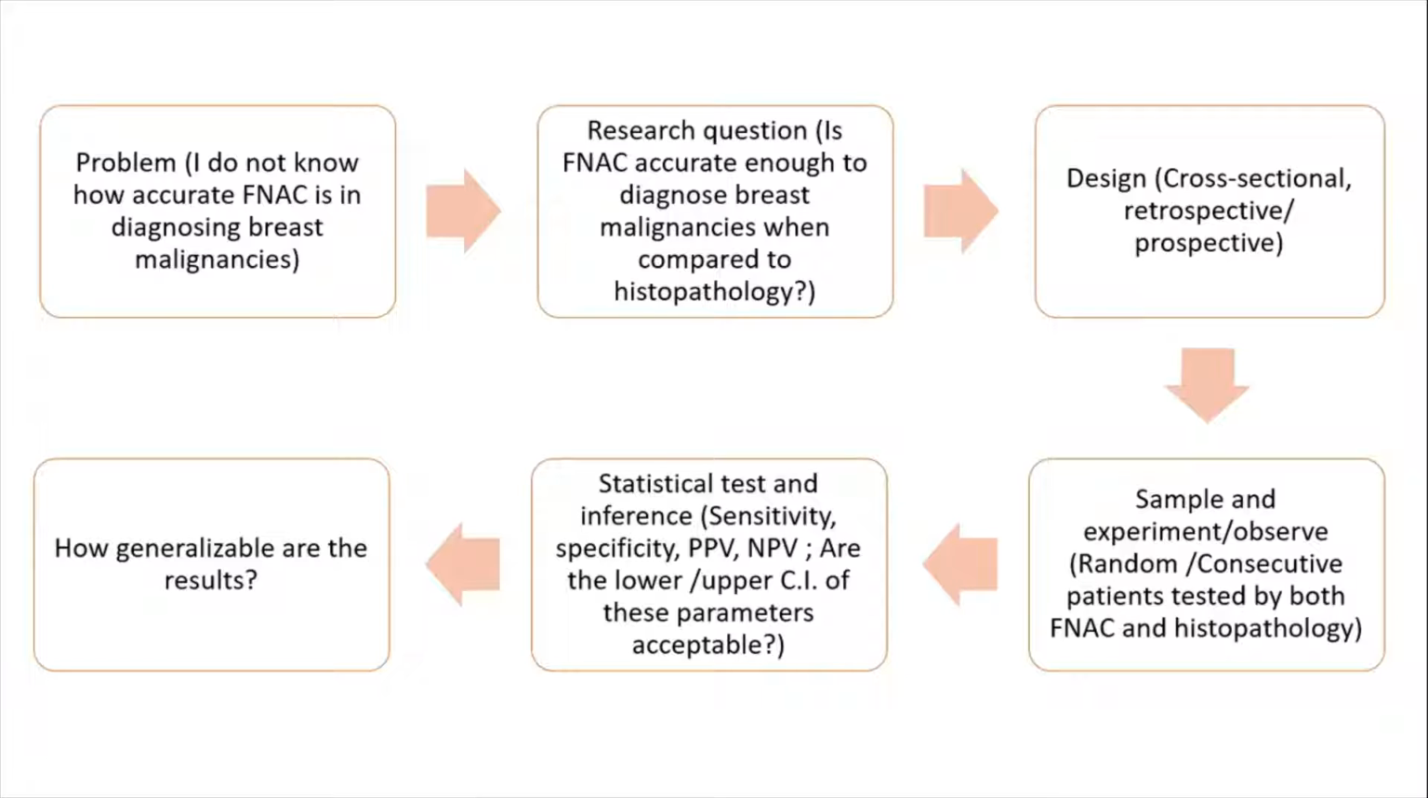From there, a proper sampling and experimentation is done on random or consecutive patients, preferably not a haphazard or convenient sampling, which is tested by both FNAC and histopathology. Then the proper statistical tests, sensitivity, specificity, PPV, NPV, along with the upper and lower confidence intervals. And finally, for proper interpretability, we also have to see how generalizable the results are.